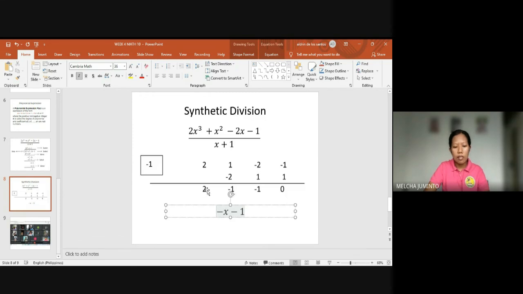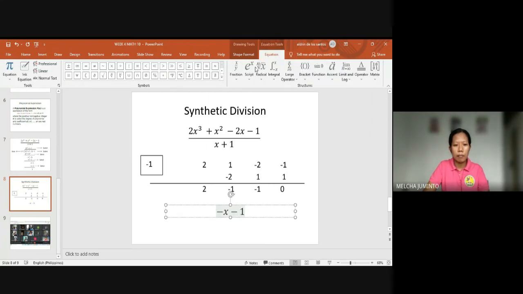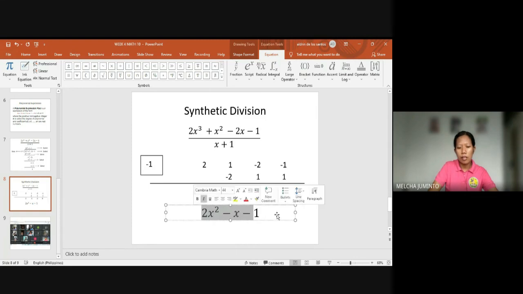And then the next number to that, in this case 2, should be the numerical coefficient of the term containing x squared. So, we now write x squared and then 2. Therefore, the quotient is 2x squared minus x minus 1.